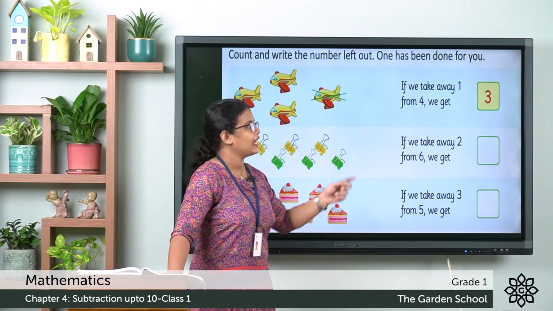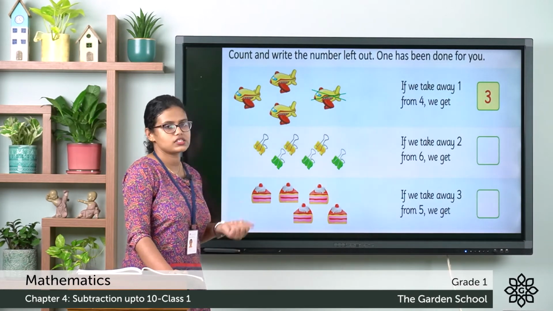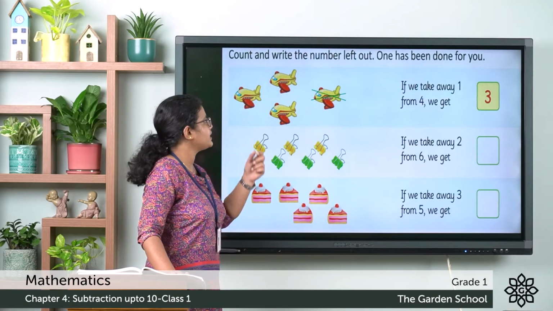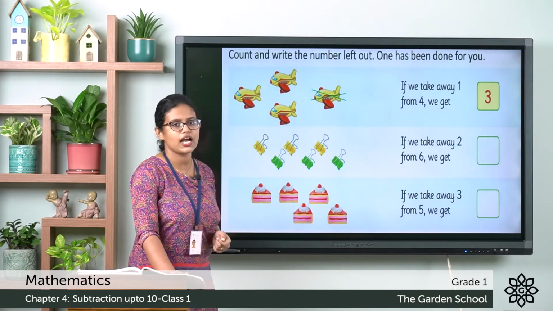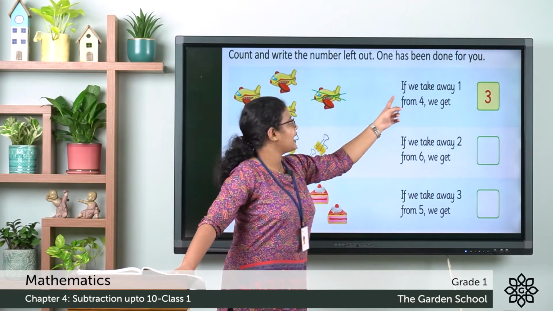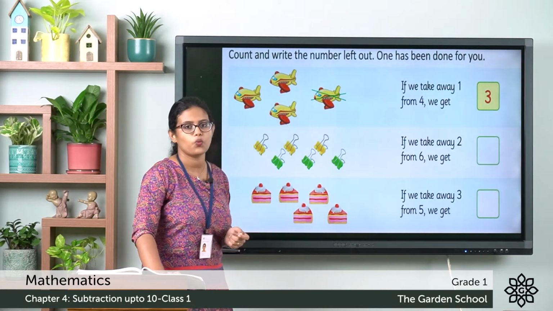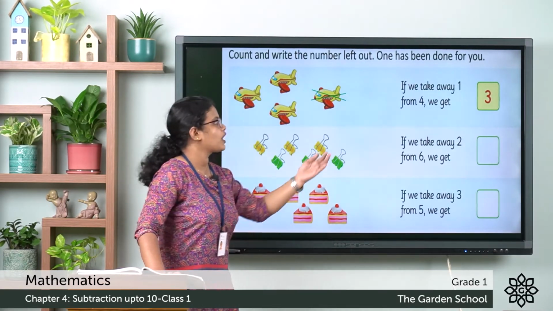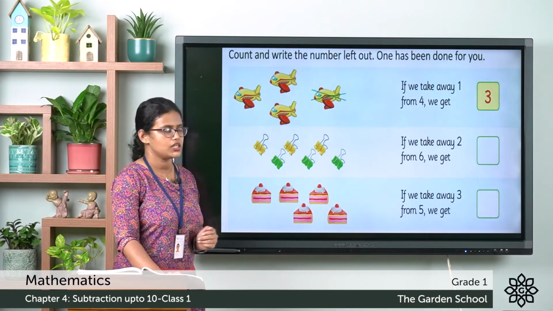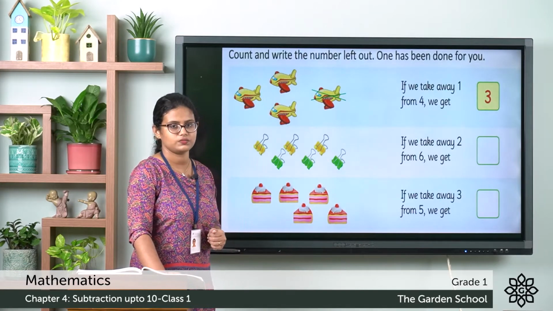See the question. If we take away 1 from 4, what answer do we get? So here you can see aeroplanes. How many are there? 4. Count and see how many are there. 1, 2, 3, 4. See the question here. If we take away 1, so you need to take away 1. So how many are left? 3. Right. 1, 2, 3. 3 are left. So likewise, let's do the rest of the exercise.